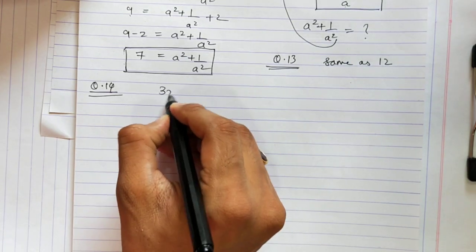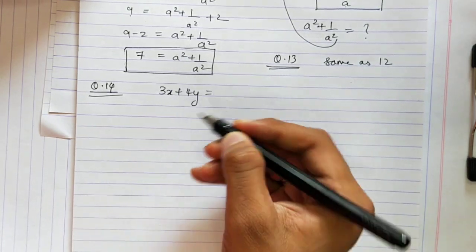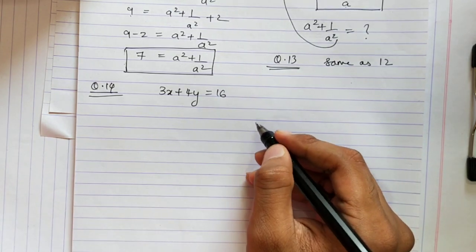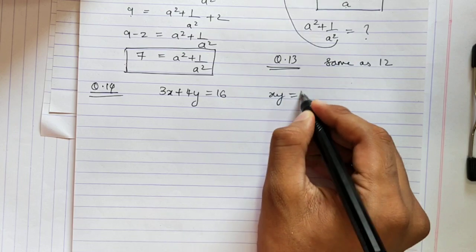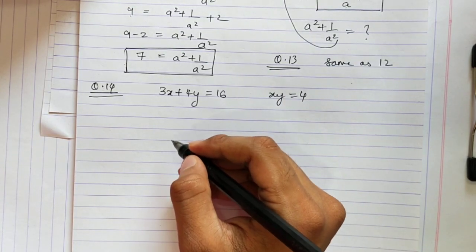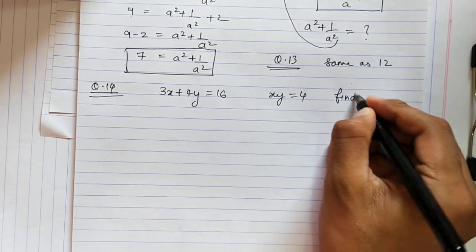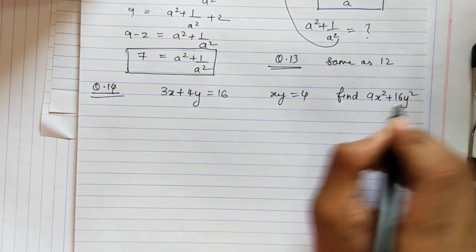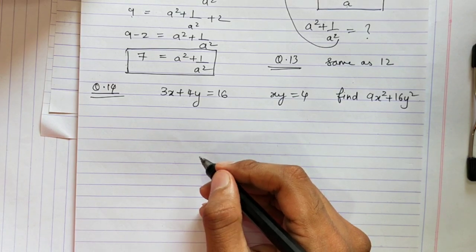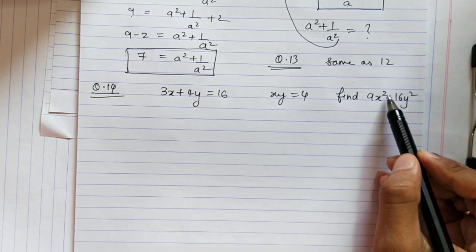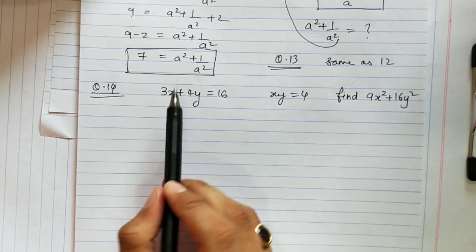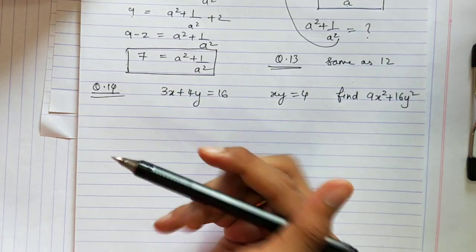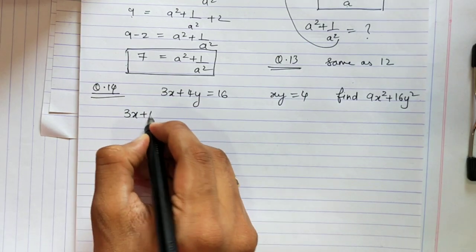Question number 14 says that 3x plus 4y is 16 and xy is 4. Find the value of 9x square plus 16y square. Okay, now we want this square values, so basically we have to take square of 3x plus 4y. Correct? So let's take square of 3x plus 4y.